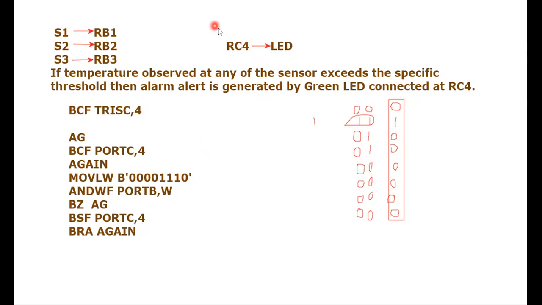So what is going to happen? This value will become zero, so we won't have any sensor sending a high value. This result will become zero, so we will have a zero here. When we arrive at this particular instruction, it will be true, and we will go back to AG. And what is happening here? BCF PORTC comma 4. That means we are sending zero again to this LED, so this LED will turn off.